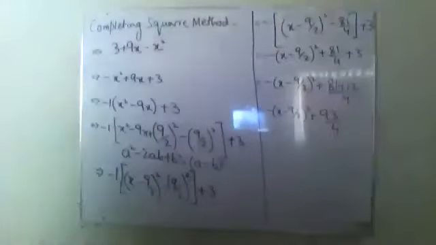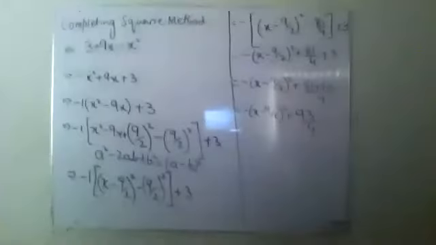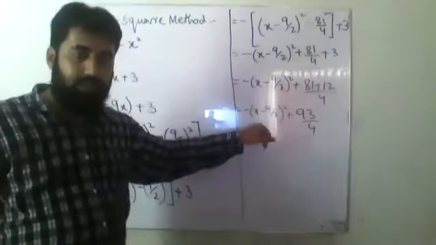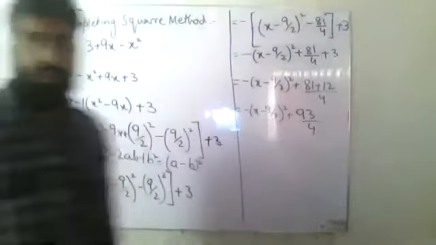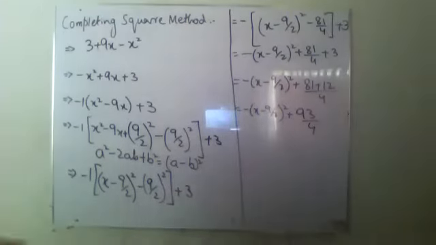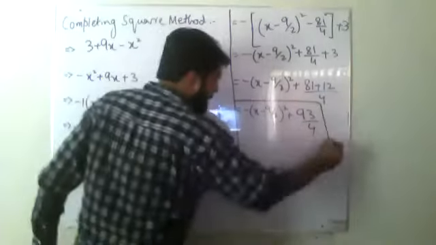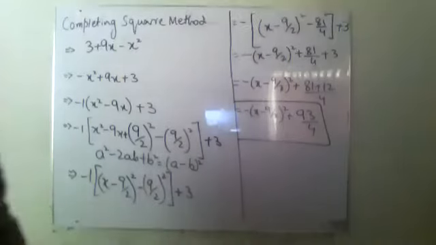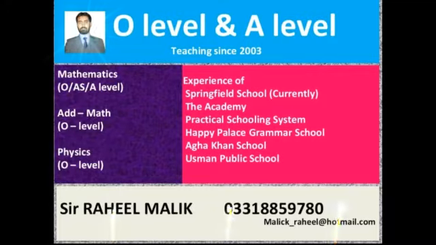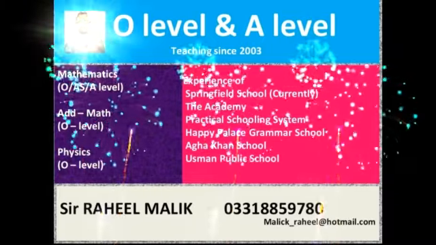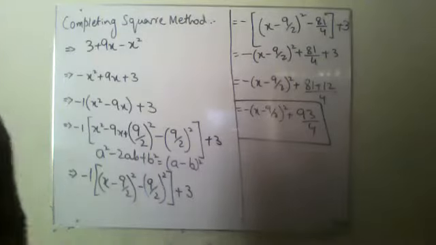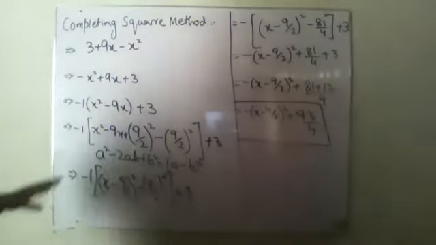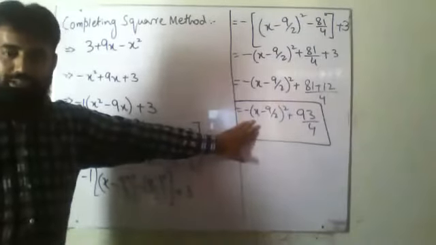Now as you can see, my completing square bracket has an x and there is no other x over here. So this is my completing square form of this question. The question was saying, first, that I have to convert this into completing a square form. This is my completing a square form.